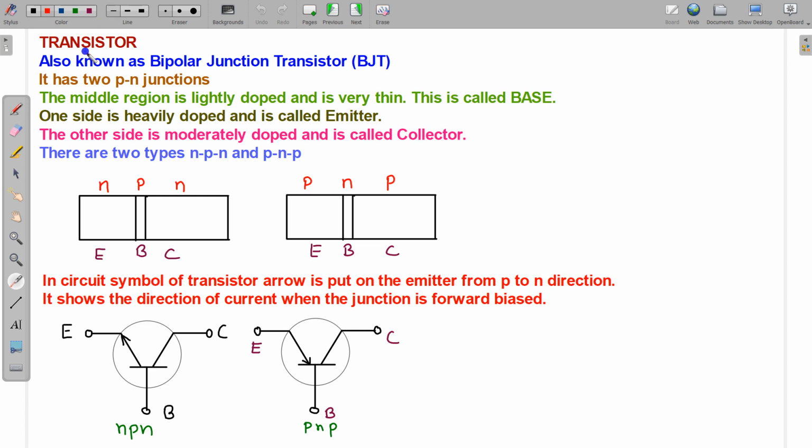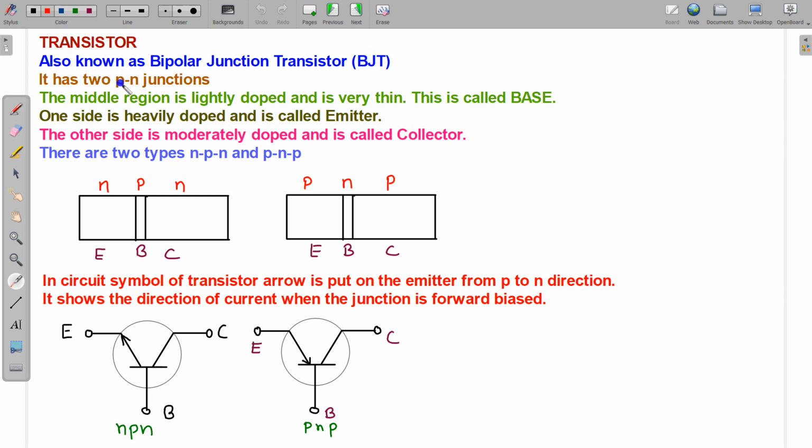In this lecture in semiconductor, I am going to take the next topic, which is transistor. Transistor is also known as bipolar junction transistor. In short form, it is known as BJT, bipolar junction transistor.